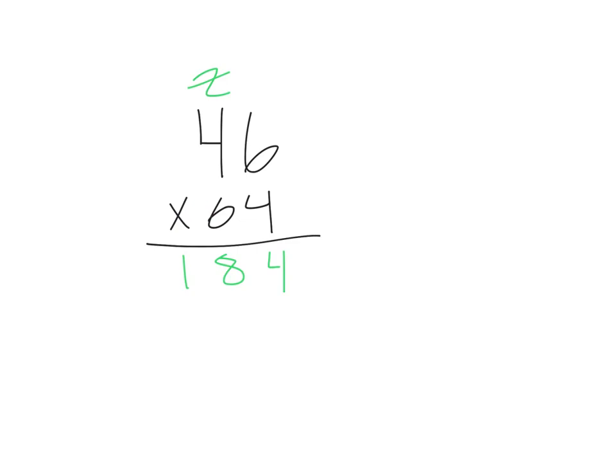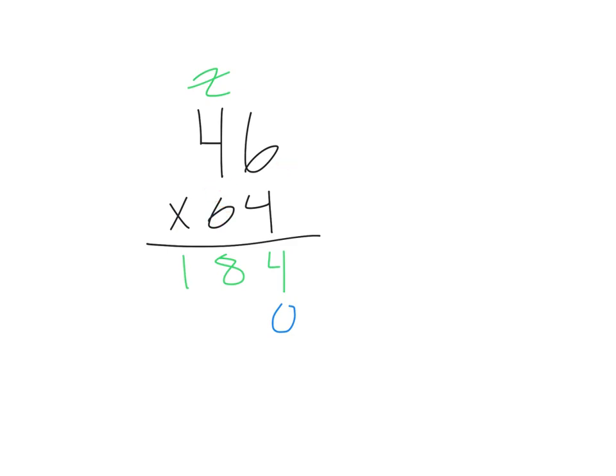60 or 6. Now I'm going to put a 0 on my next line down because I'm going to treat this as a 6 times 46, not 60 times 46. We shifted from the ones place to the tens place. That 0 is representing that shift over. So now I can focus on multiplying 6 times 46.